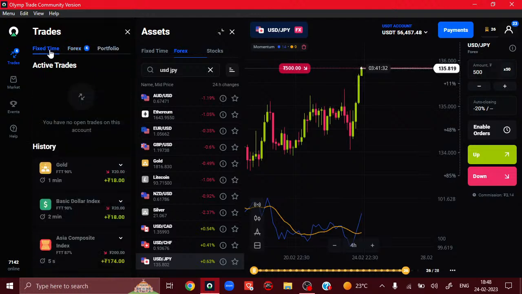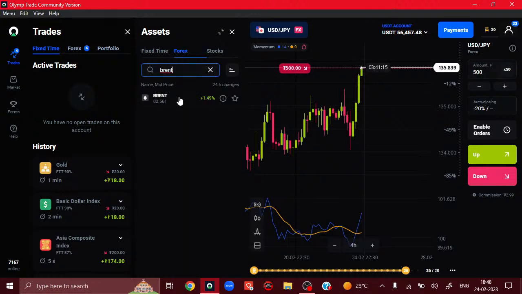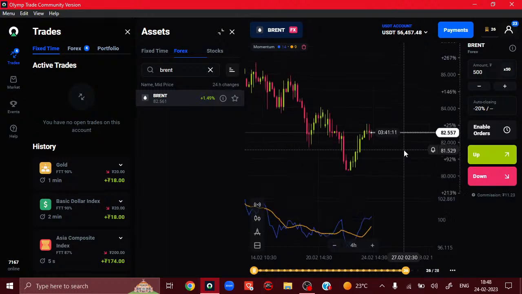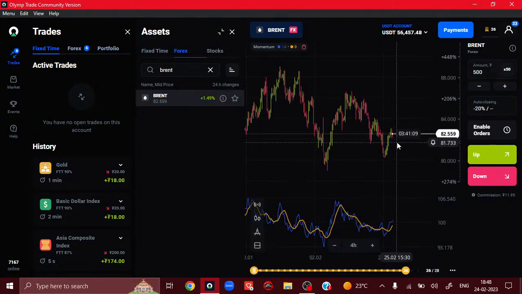Now let us again switch back to fixed time trading. We have made 2 trades and we won both the trades. Also, there is one more entry in Brent. Guys, you can enter into a downside trade. We can see that the trend is in the downward direction.